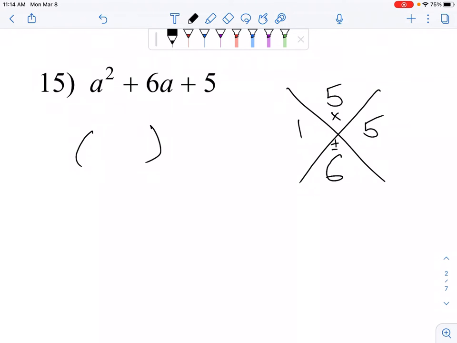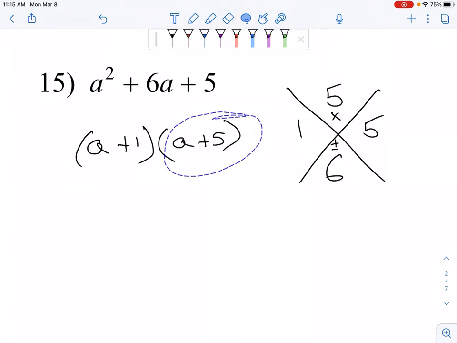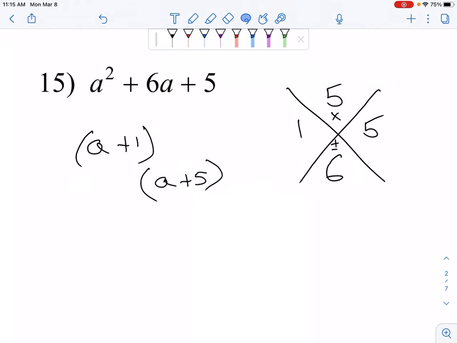Because these two groups are multiplying, a plus 1 times a plus 5. And notice that I'm writing these side by side. On physical paper, I would have some students last year that would write their answers like this. This doesn't mean anything. That's not telling me anything. This is telling me that a plus 1 is multiplying with a plus 5. That I can do something with.